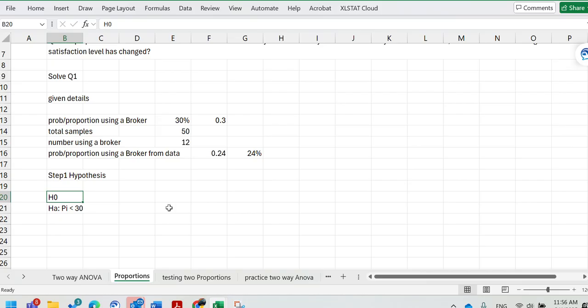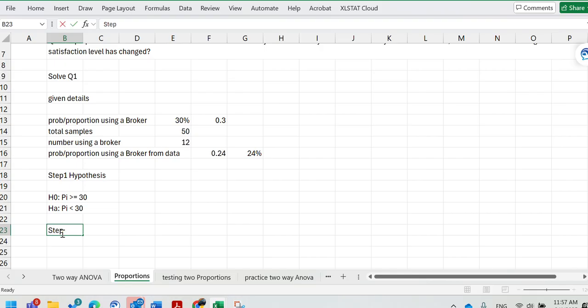The null H naught is always exactly opposite to the alternate with the equal to sign. Null will always have equal, alternate will never have equal. Okay, remember that also. So H naught: pi is greater than or equal to 30. That's it. Yes, okay. Now let's go to step 2.